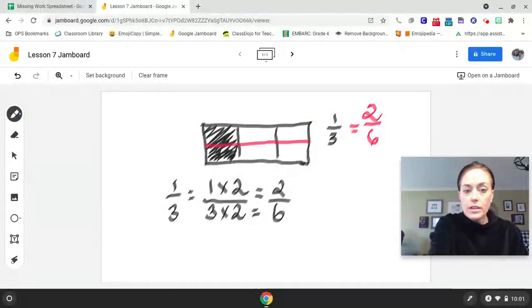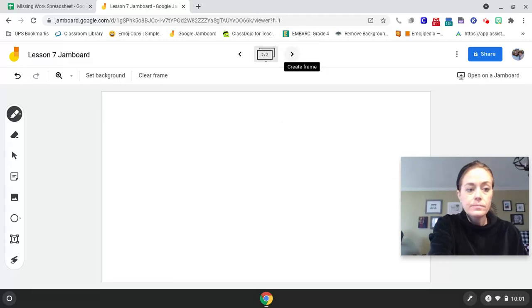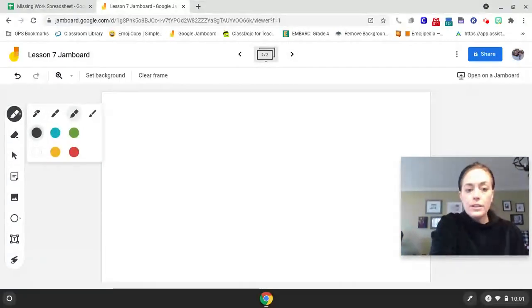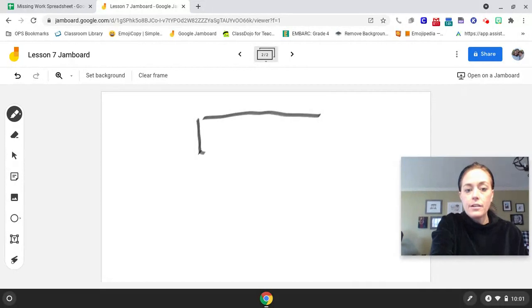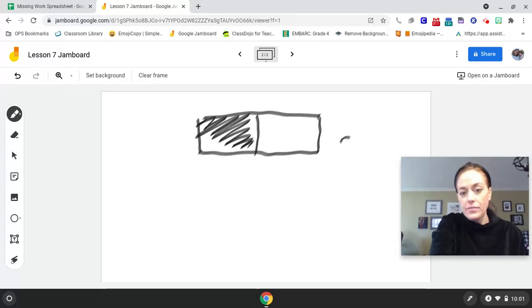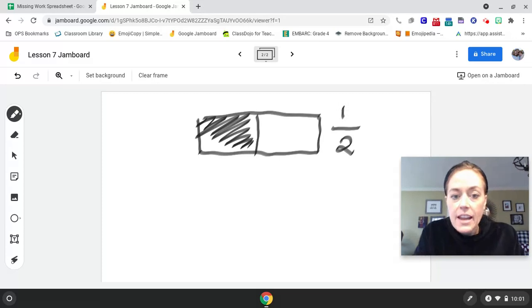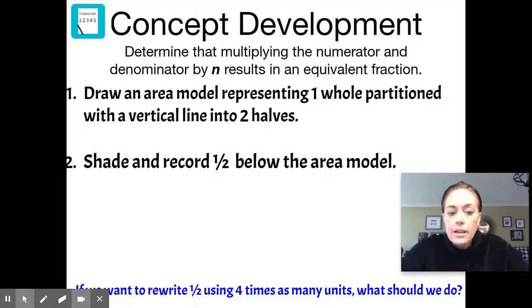So go ahead and pause here. Take a minute to draw 1/2. And hopefully your 1/2 looks like this, right? Just 2 pieces. 2 is the denominator. I have 1 shaded in. So that is 1/2. Okay?